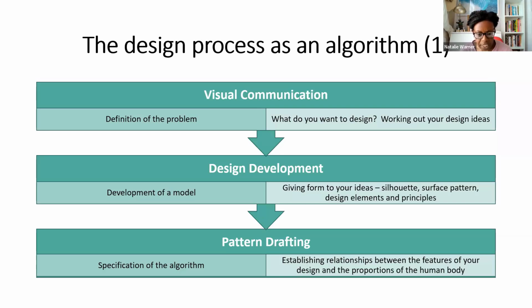And then your next step, pattern drafting, specification of the algorithm, which we've just done. This is where you're establishing relationships between the features of your design and the proportions of the human body. So again, this brings in the design elements and principles, particularly line, shape, and proportion, because we spent so much time discussing that in terms of anatomy, forgetting those key landmarks for drafting the pattern.